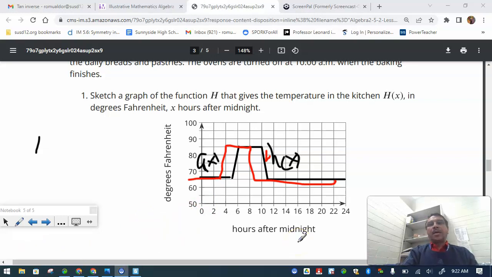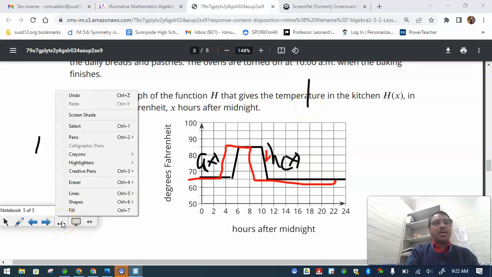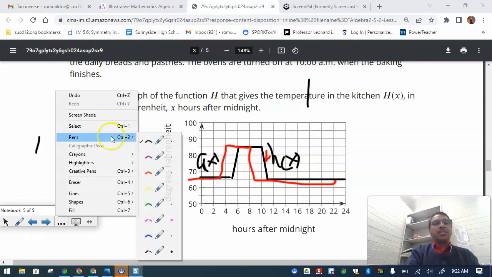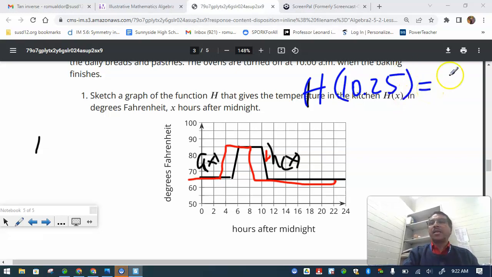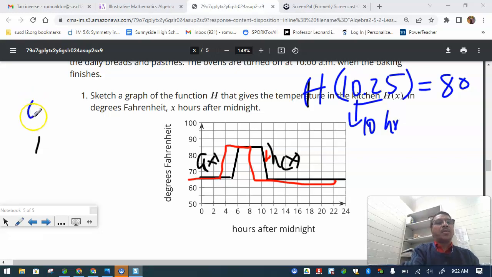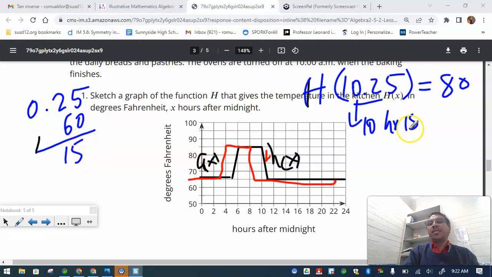So the next question is asking you to explain what you mean by h of 10.25 equals 80. So what is the meaning of this? It means 10 hours, okay, and 0.25 of an hour. 1 hour is 60 minutes, right? So we multiply this by 60, and if you work this out, you get 15. That means it is 10 hours and 15 minutes.